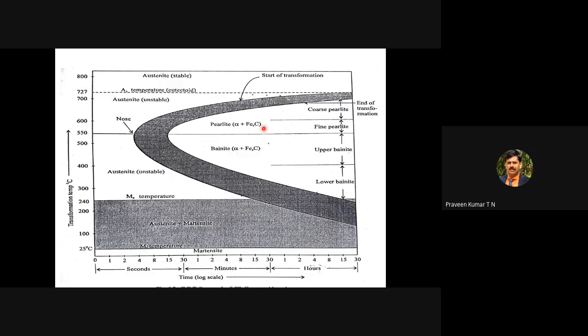We don't get pearlite. We don't get bainite. So we'll get one more microstructure. That microstructure is referred to as martensite. There is one more microstructure, that is martensite. That means if you cool it very, very fast, if you dip it into water, within 3 to 4 seconds the temperature will come down to room temperature.